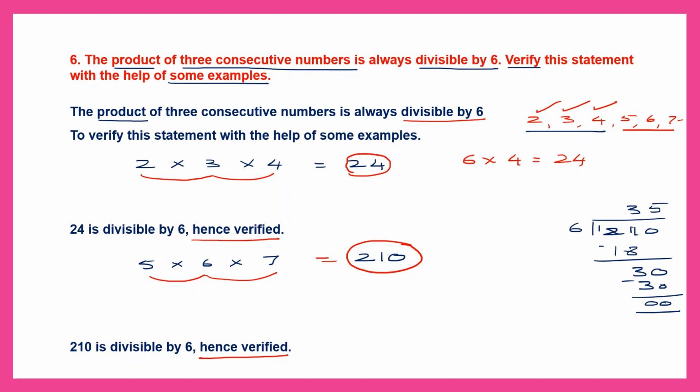Now children, you take any three consecutive numbers, you multiply and you will find that the product is divisible by 6. So in this case, we have taken two examples and we have verified. We took 2, 3 and 4 and then we took 5, 6 and 7. These are three consecutive numbers each and we found that the product or the answer after you multiply is divisible by 6. So we have verified this statement.